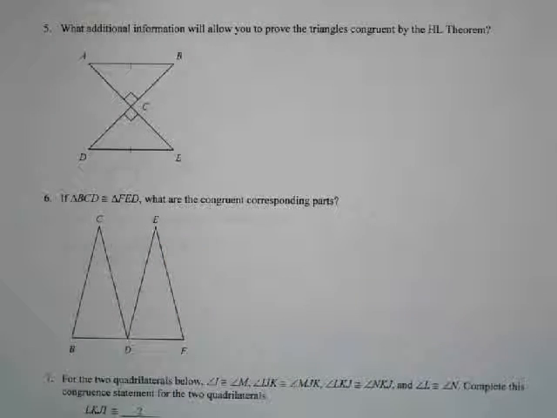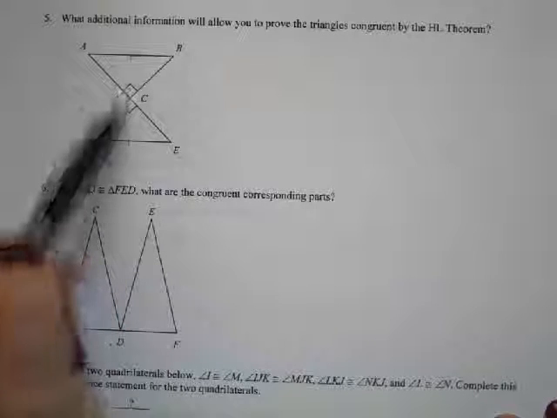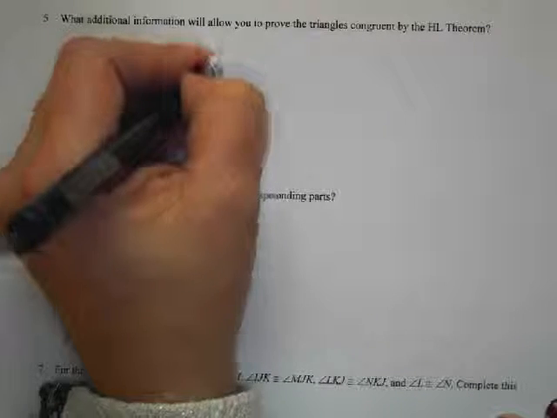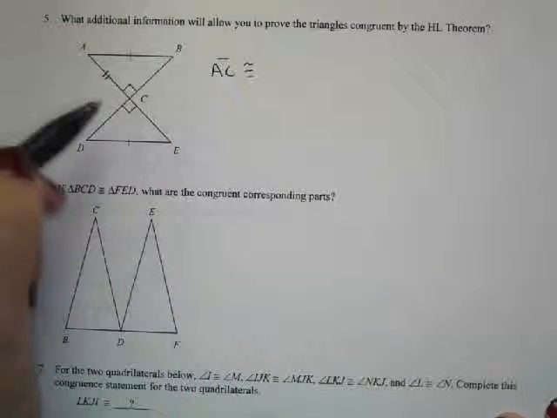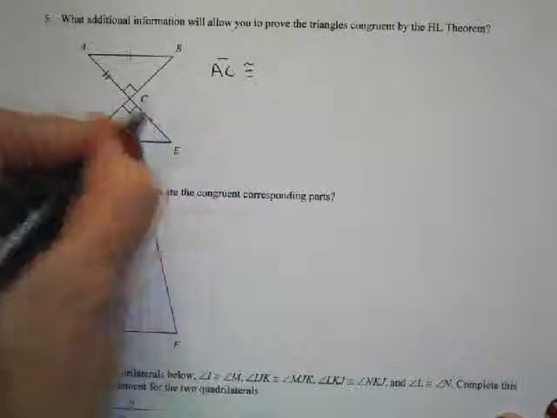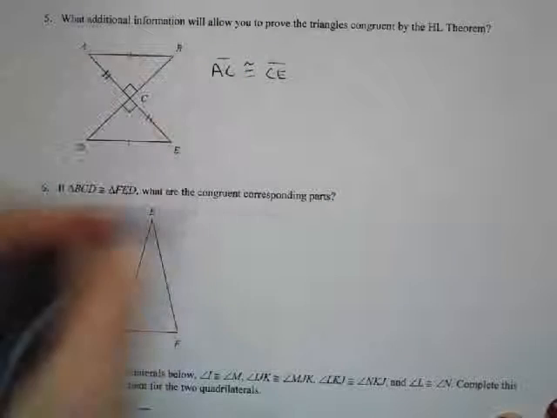For number 5, if we want to try to prove these congruent by HL, we have the right angle, we have the hypotenuse, we need a leg. So you could choose either one of the legs, so I'll just choose AC, and that would need to be congruent to CE. And that would give me enough information for a hypotenuse leg.